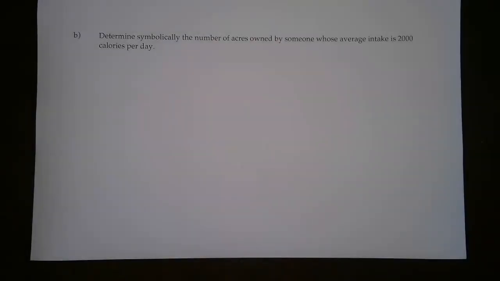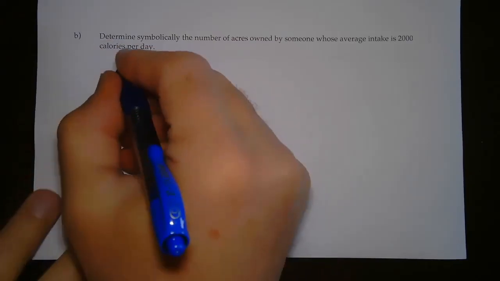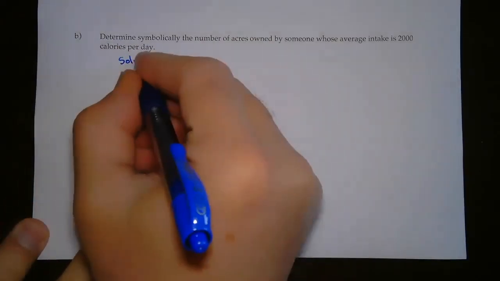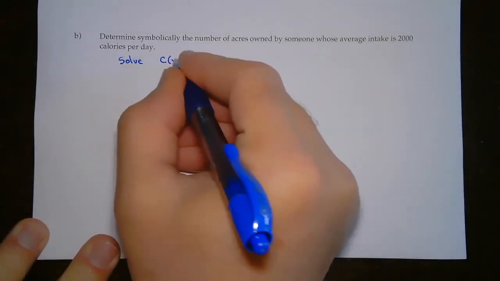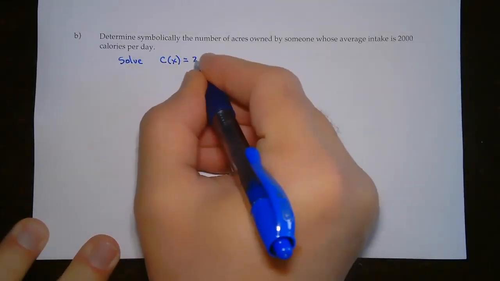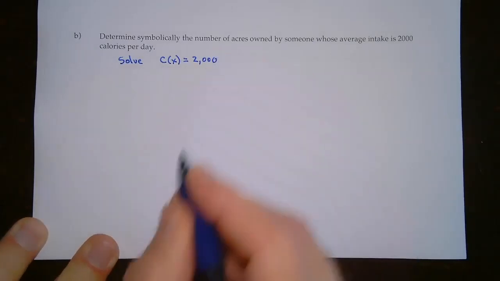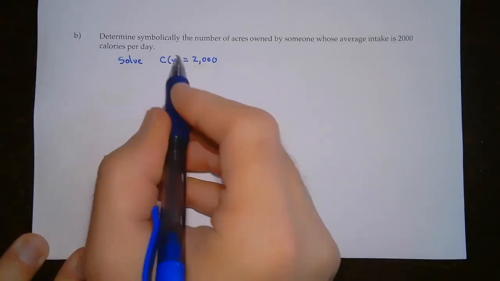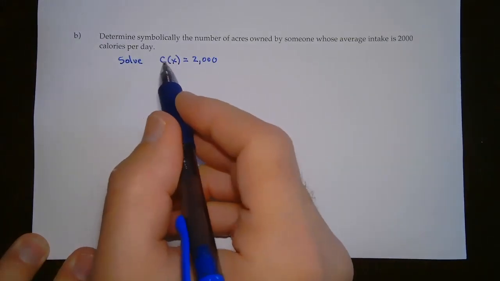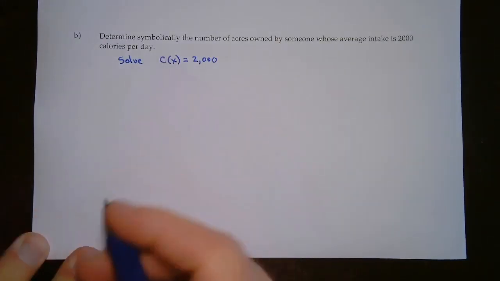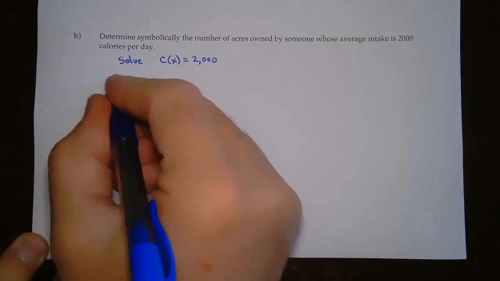So for part B, we want to determine symbolically the number of acres owned by someone whose average intake is 2,000 calories per day. All right. So if you only are taking in 2,000 calories per day, how much land do you own, right? So that means we want to solve this equation. C of X is equal to 2,000, right? So from the function above, we know that this C of X is the 280 natural log of the quantity X plus 1 plus 1925, right? So we're going to put that in for C of X.